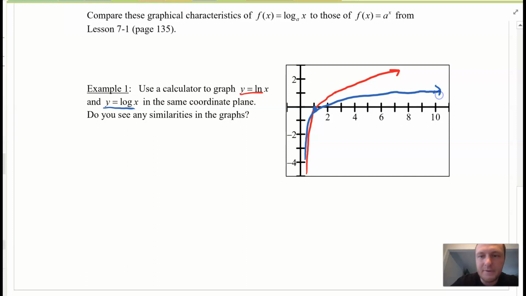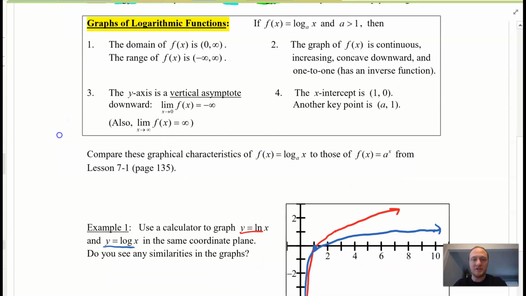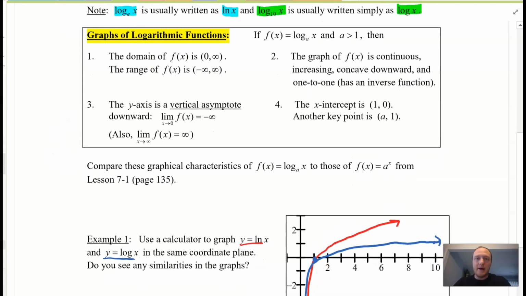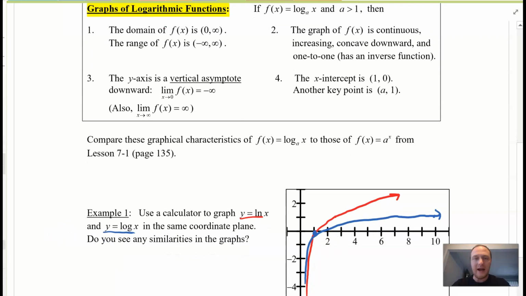There we go. Okay, so there's our two functions, and again, the similarities, you should notice the asymptote and the intercept. So with that, we'll go ahead and talk about the properties of logarithmic functions. Here it says if f of x equals log base a of x and a is greater than 1, then the domain is from 0 to infinity, and notice that's because of our asymptote. Our range is all real values, negative infinity to positive infinity.